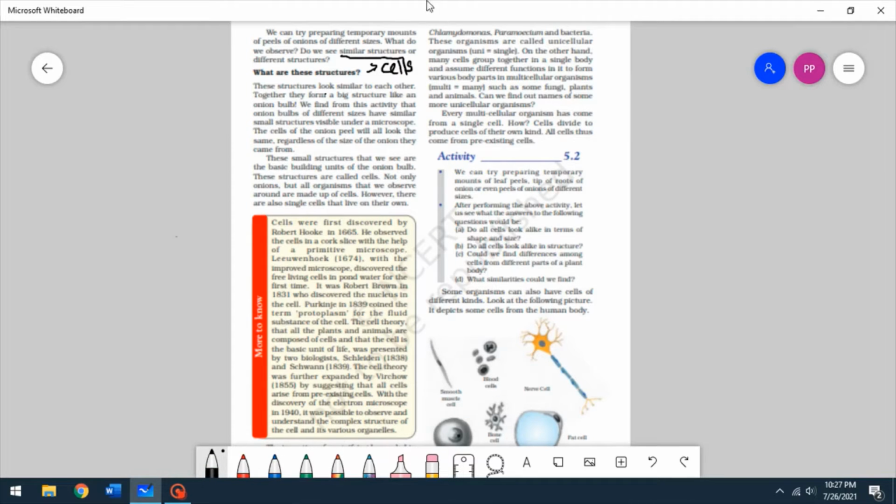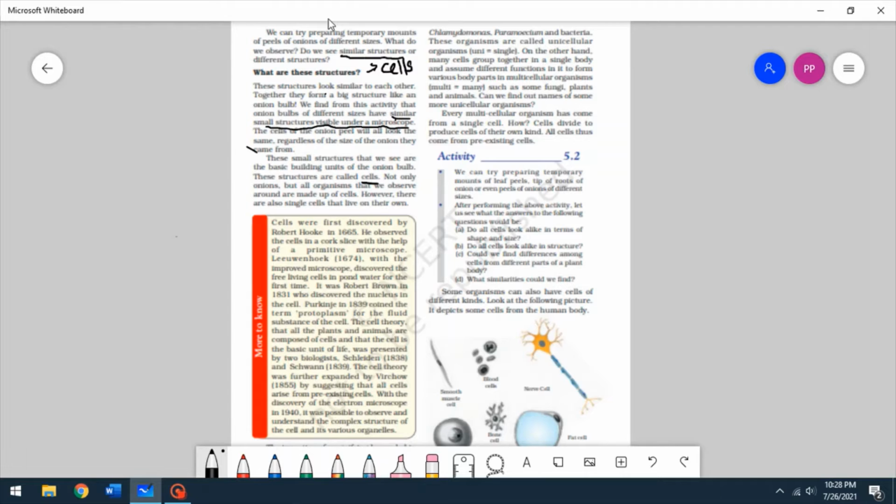And then we find from this activity that onion bulbs of different sizes have similar small structures visible under a microscope. And the cells of the onion peels will all look the same regardless of the size of the onion they came from. That's exactly what I told you previously, right? So these small structures that we see are the basic building units of the onion bulb and also of every living thing. And these structures are called cells. Not only onions but all organisms that we observe around us are made up of cells. However, there are also single cells that live on their own.